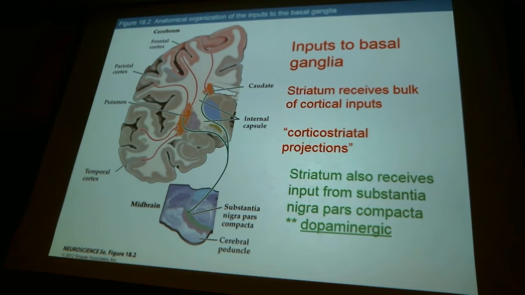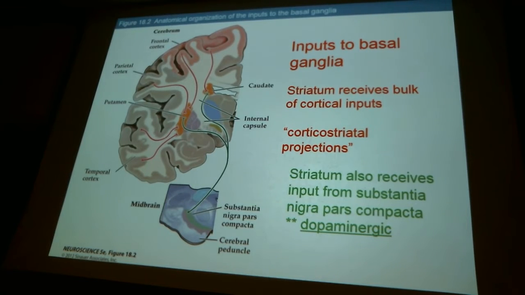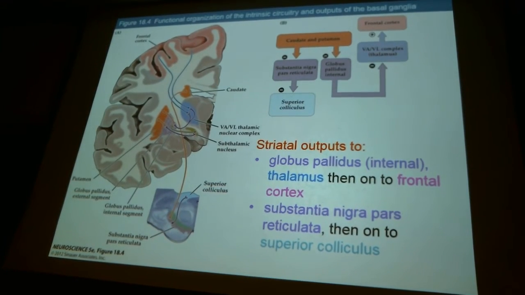cortical inputs that arrive in the striatum, the caudate and putamen. Okay, so you have this stream of inputs that arrive from all over the cortex to these two centers. They also receive input from the substantia nigra pars compacta, a particular subdivision that happens to be dopaminergic. And I think all of you associate the neurodegeneration of Parkinson's with the dopaminergic pathway. And we'll get into the specifics of that.